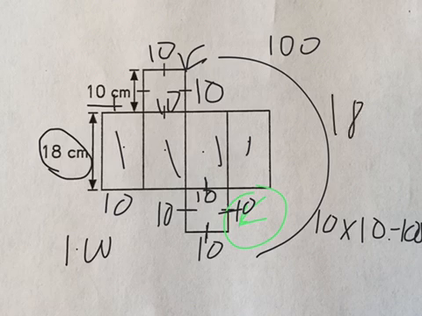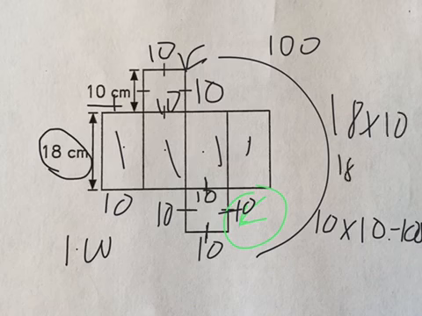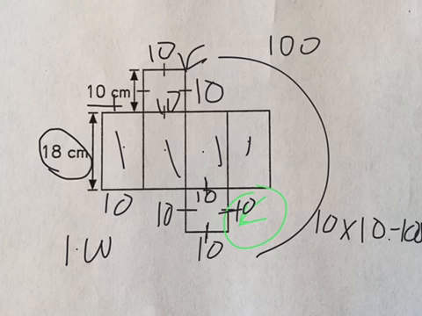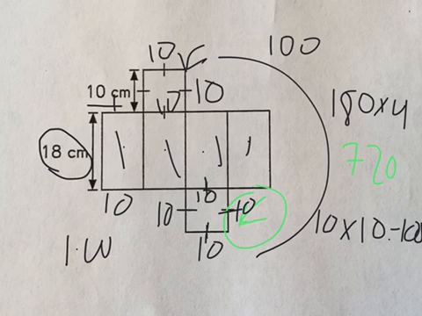So 18 times 10 is really easy because you just add the 0. So I know it's 180. And then you're going to do 180 times 4. So let me just write that down, 180 times 4, and you get 720, and then you're going to add 200 to that, and you get 920, and that is your final answer, but you have to add your unit. So 920 centimeters squared.